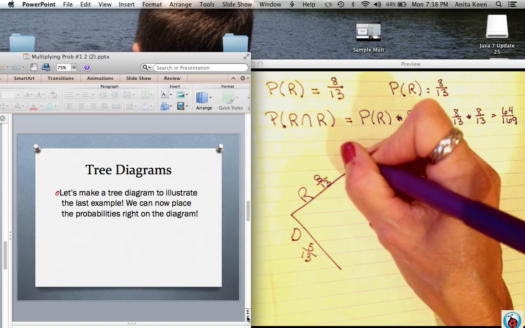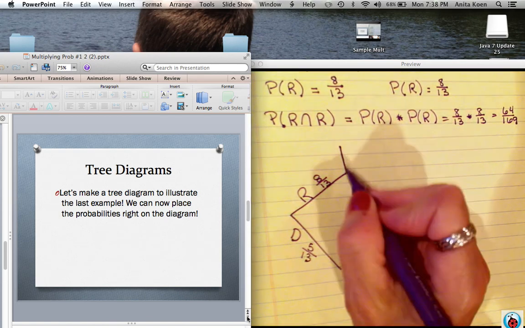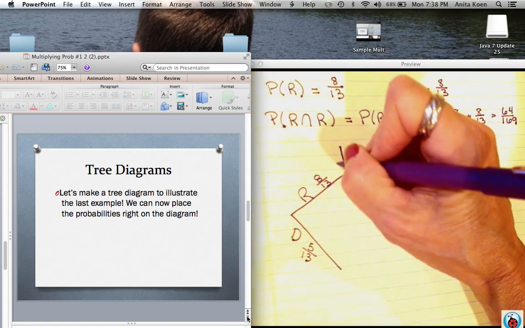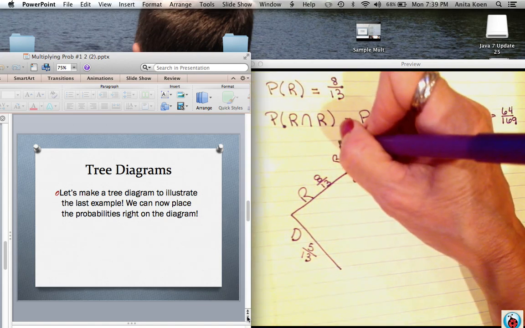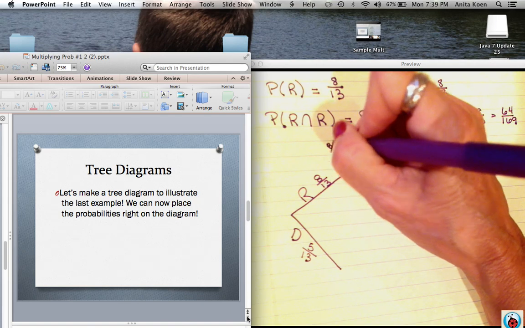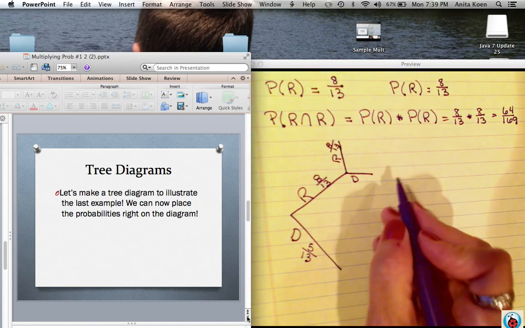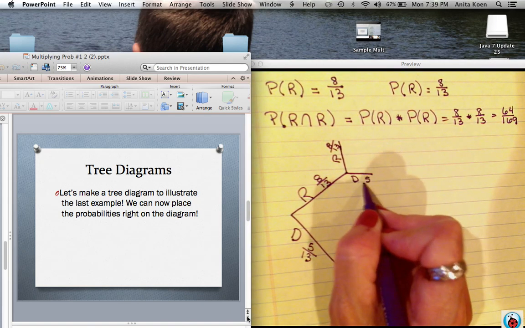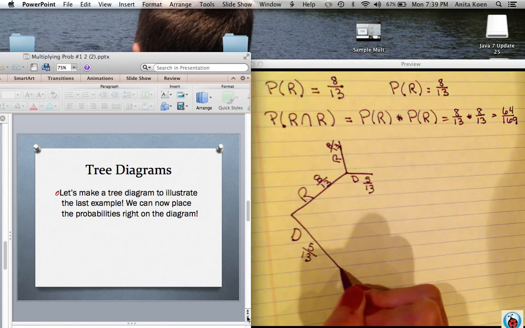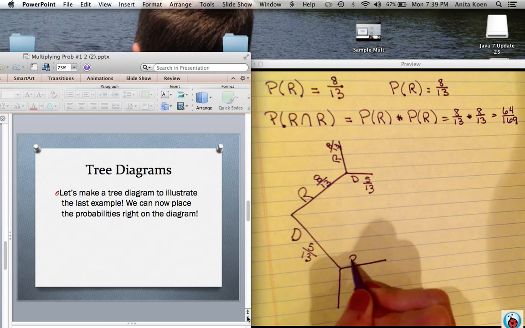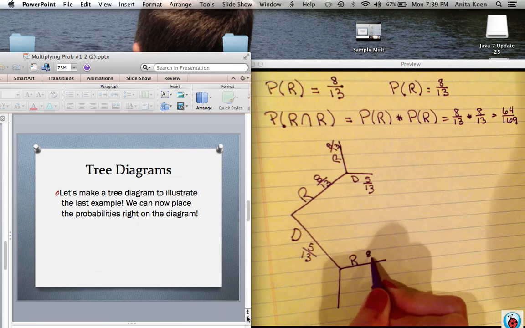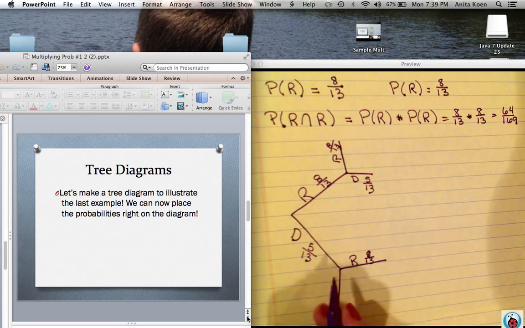The next person comes along and will choose either a regular or a diet, and the probability that they'll choose a regular is 8 out of 13. The probability that they'll choose a diet is 5 out of 13. And if Rahim chooses the diet soda, then the other person still can choose a regular, that's 8 out of 13, or a diet, and that's 5 out of 13.